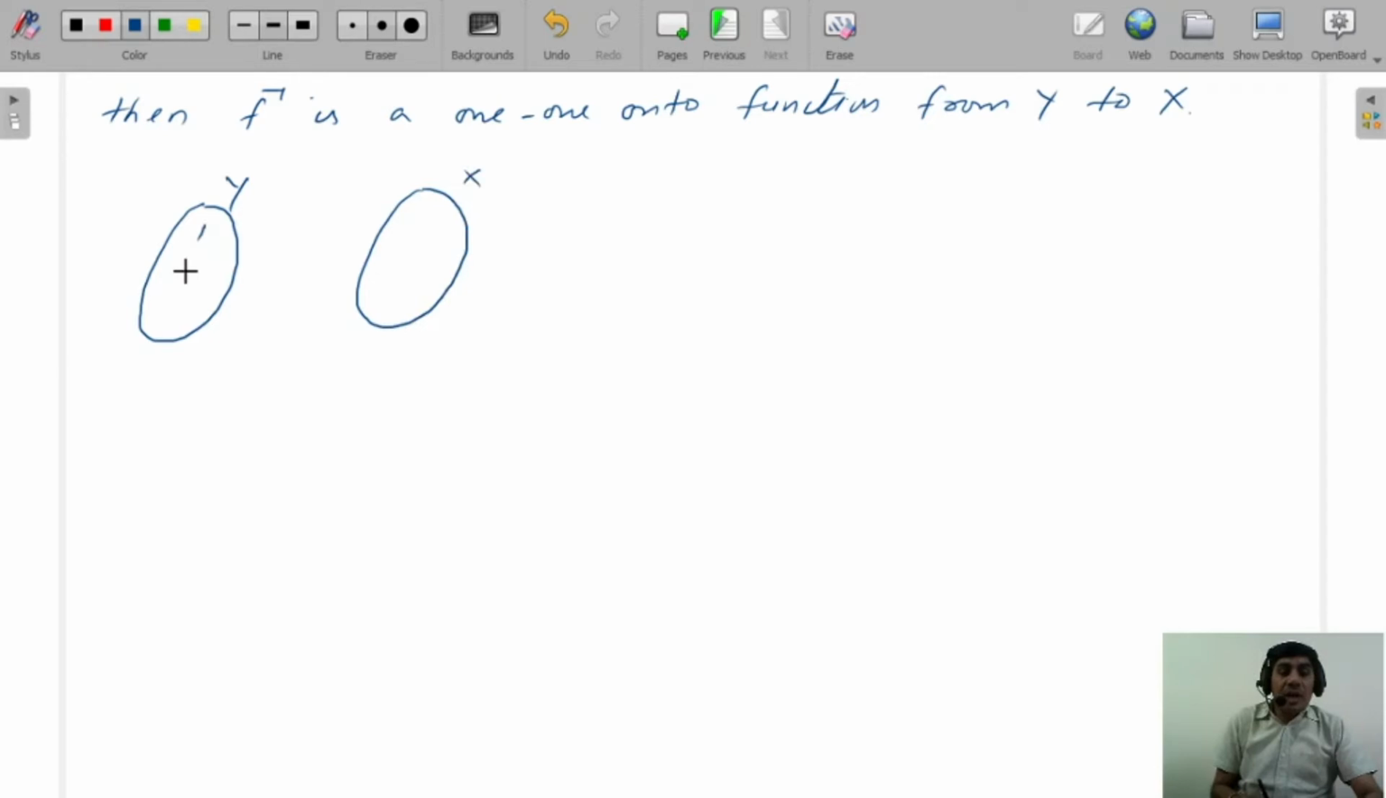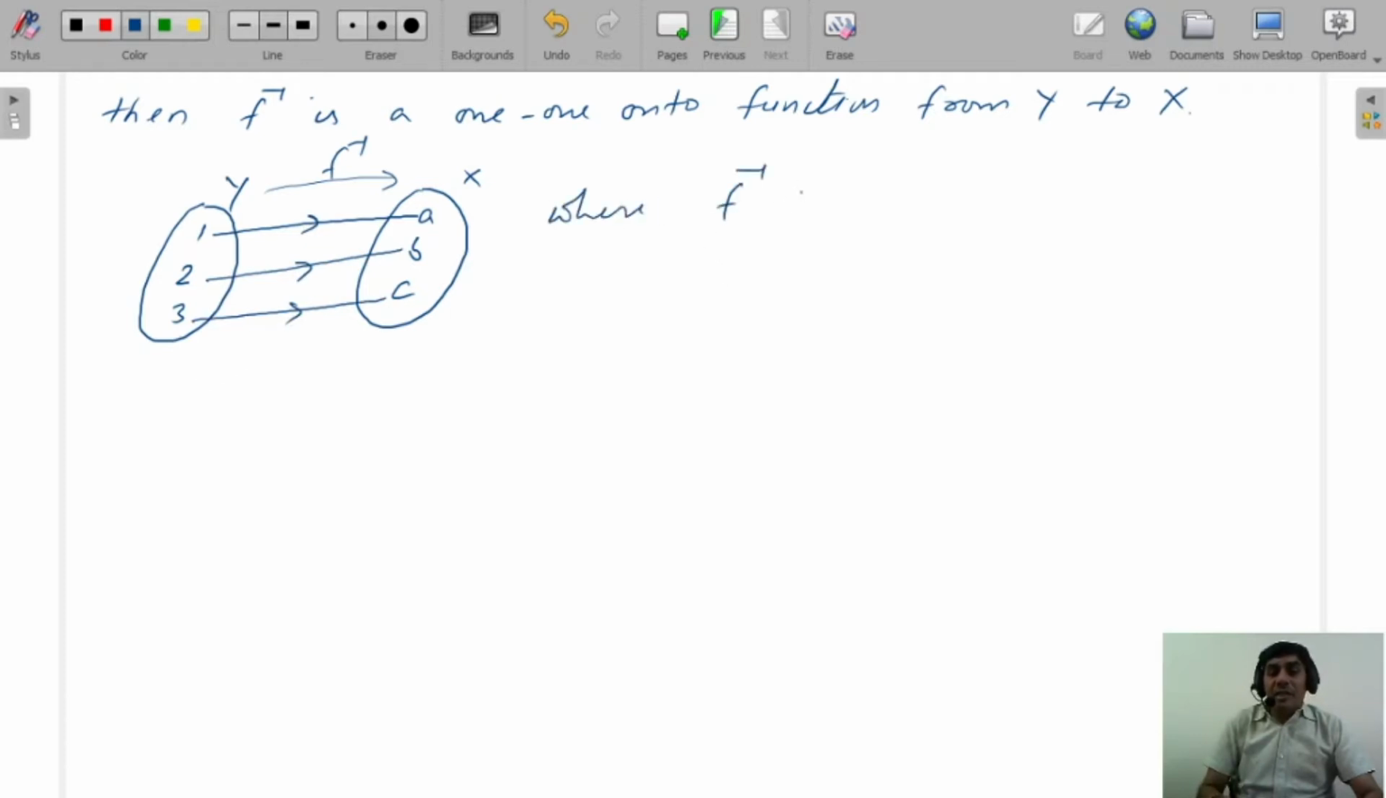Graphically, Y, X, 1, 2, 3. f inverse is a function from Y to X. A, B, C. 1 is associated with A, 2 is associated with B, and 3 is associated with C, where f inverse is called the inverse function of f.